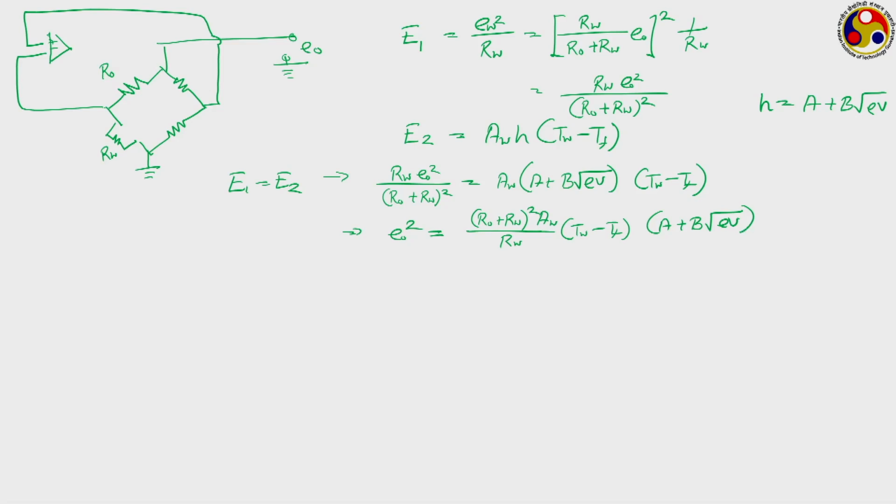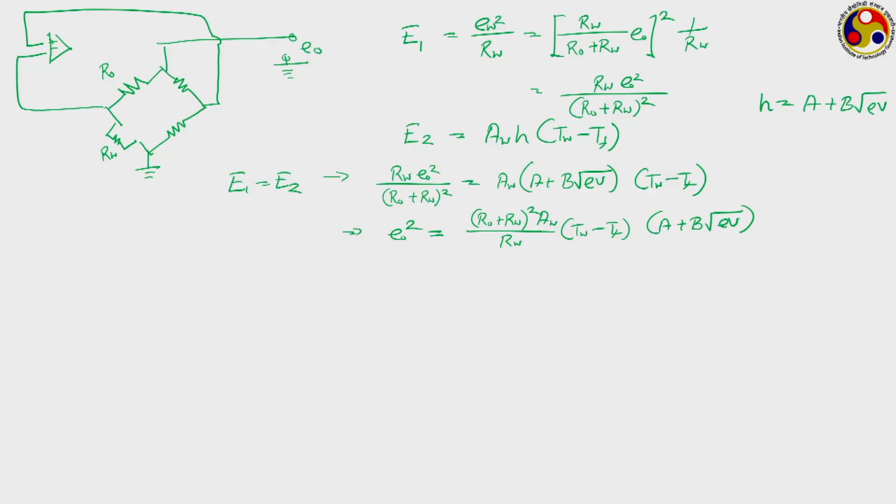Now, if we are operating in constant temperature mode, then just look at this expression. R naught and RW are constant, because R naught is a part of the bridge circuit, RW is the resistance of the probe itself. So, these two are constant at the design level. AW is the surface area of the probe, so that is also a constant. TF is the fluid temperature, so we do not expect the fluid temperature to change too much. A and B are also constant as per the form of heat transfer coefficient that we have assumed.